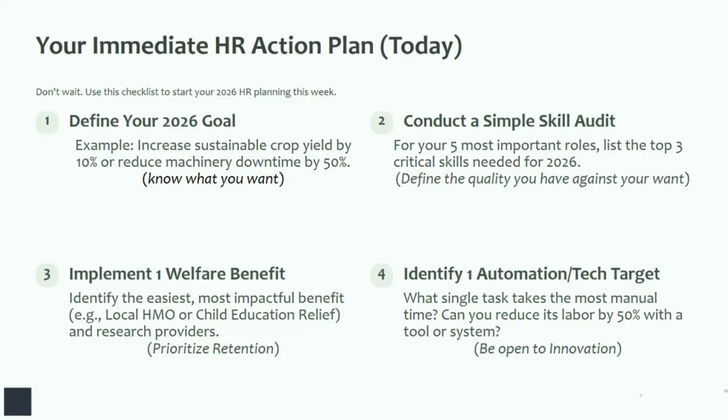Then the last one here is identify one automation or tech target. In your plan for 2026, while you are planning on people or planning on skills, also plan on moving tech-wise. Just know that you also want to innovate. My farm must have at least one technology in 2026, no matter how small it is. So be open to innovation. Next slide, please.